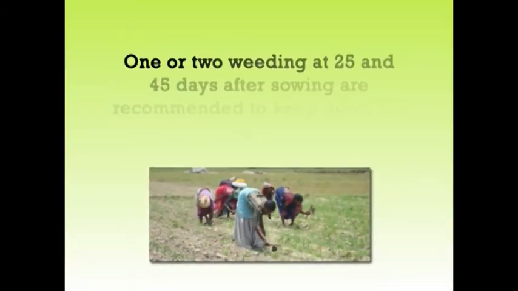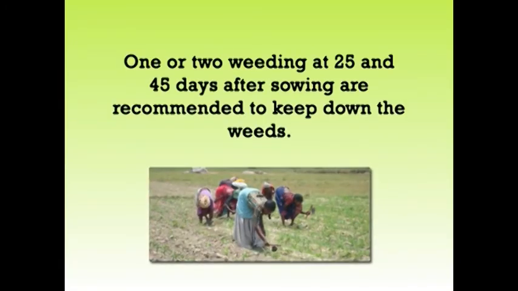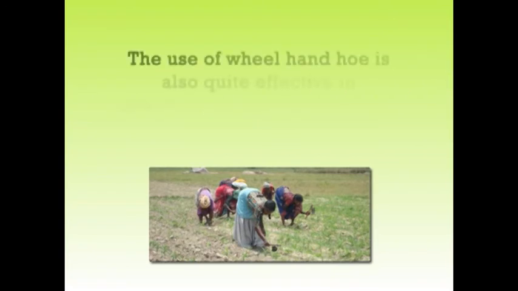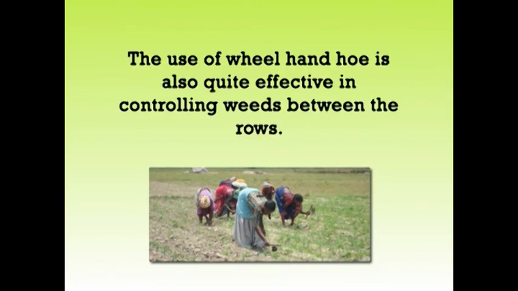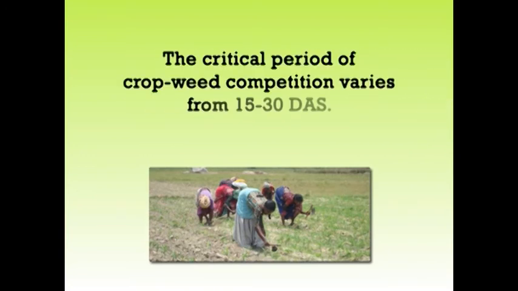Now we will discuss weed management. Weed causes about 30 to 40% losses in the grain yield. 1 or 2 weedings at 25 and 45 days after sowing are recommended to keep down the weeds. The use of wheel hoe or hand hoe is also quite effective in controlling weeds between the rows. The critical period of crop weed competition varies from 15 to 30 days after sowing.